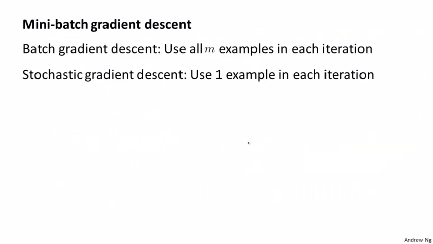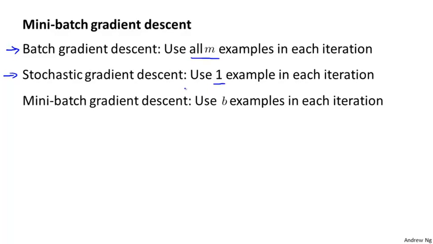To summarize the algorithms we've talked about so far, in batch gradient descent, we will use all m examples in each iteration, whereas in stochastic gradient descent, we will use a single example in each iteration. What mini batch gradient descent does is somewhere in between. Specifically, with this algorithm, we're going to use b examples in each iteration, where b is a parameter called the mini batch size. So the idea is that this is somewhere in between batch gradient descent and stochastic gradient descent, and it's just like batch gradient descent, except that we're going to use a much smaller batch size.